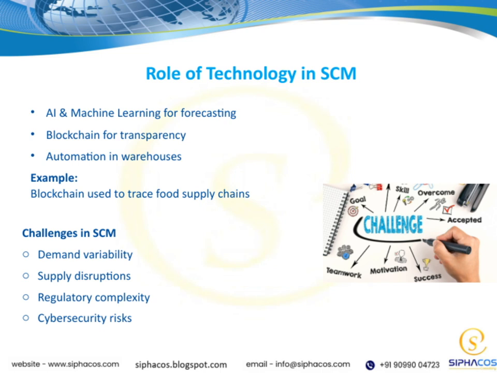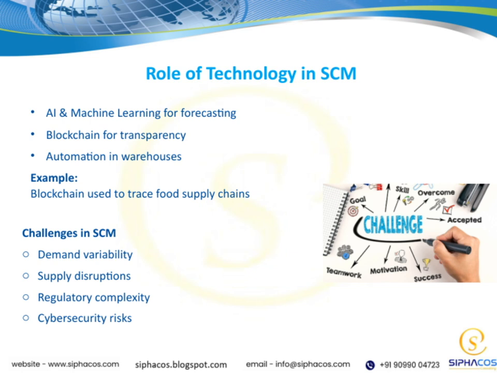Now, let's take a closer look at the role of technology in supply chain management. One of the key advancements is the use of AI and machine learning. These technologies help us improve forecasting accuracy, enabling better demand planning and inventory management. This means we can anticipate customer needs more precisely and reduce waste.